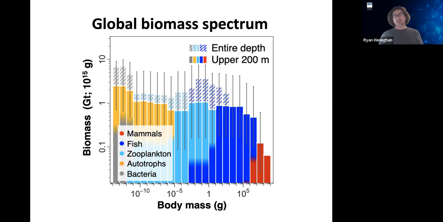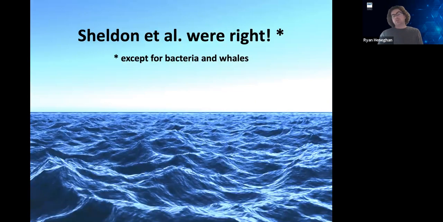But we can see here, in this figure, the solid areas are the upper 200 meters. That's where we fit the size spectrum, looking at the upper 200 meters. But you can see as well, those bars in each bin are the errors, and so there's a fair amount of error. There's big uncertainty as well. But what we concluded from this is that Sheldon et al. were broadly right, except for bacteria and whales.